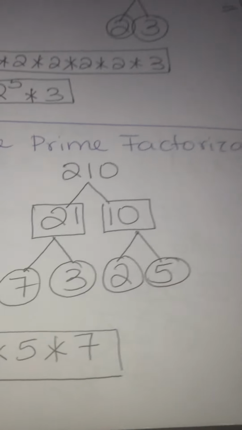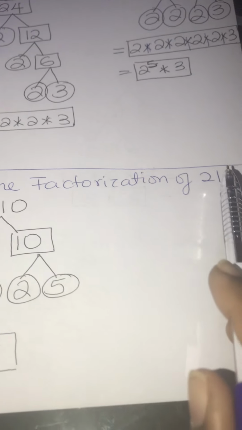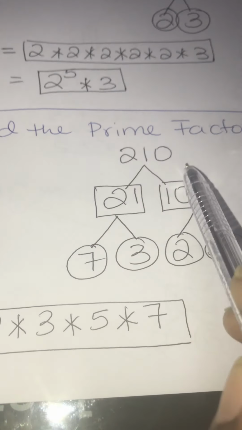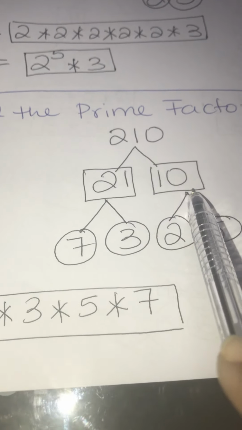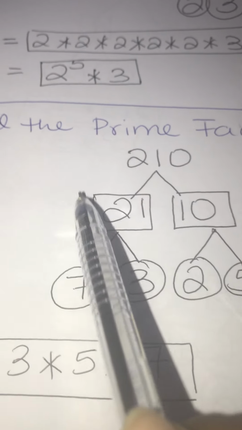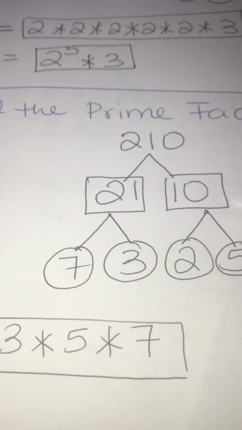Now let us look at the prime factorization of 210. 210 is 21 times 10. 21 and 10 are not prime numbers. There is no 21 and there is no 10 on the prime list. Okay? So since they're not prime numbers, put them in a square.